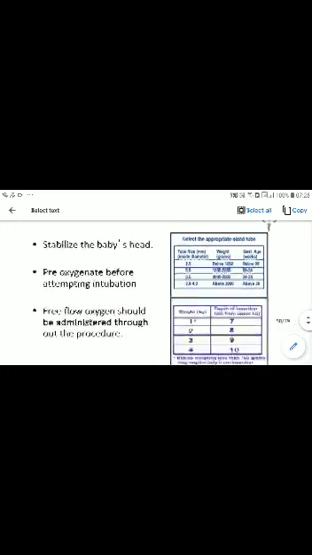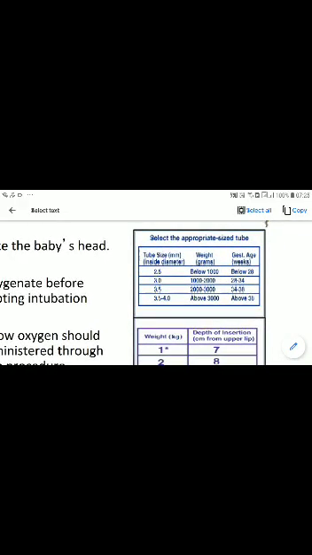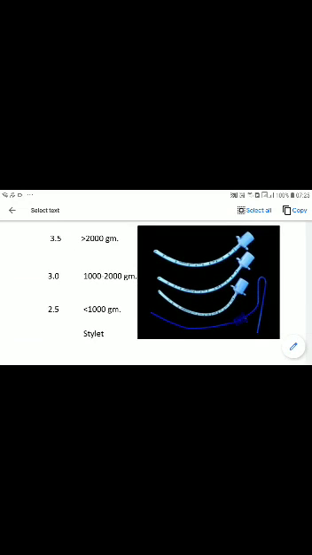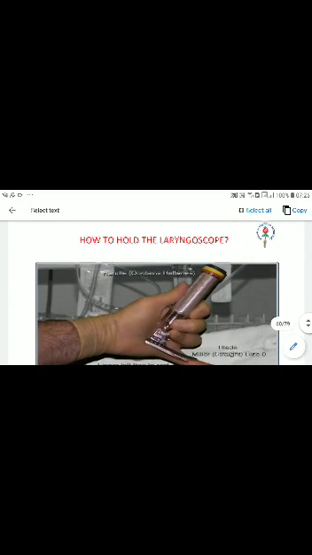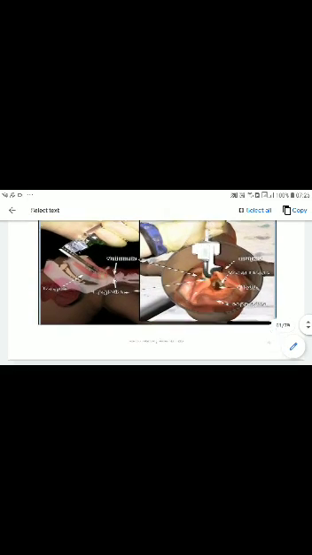The tube size decided is, if the baby is below 1 kg, a 2.5 size endotracheal tube is selected. If the weight is between 1 kg to 2 kg, 3, and 2 to 3 kg, 3.5, and above 3 kg, 3.5 to 4. So these are the endotracheal tubes of different sizes. How to hold the laryngoscope, and the landmarks present during intubation. These are all the procedure.